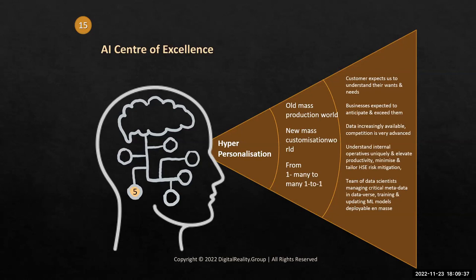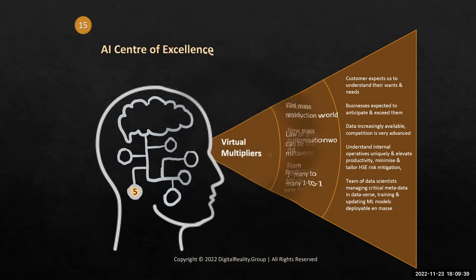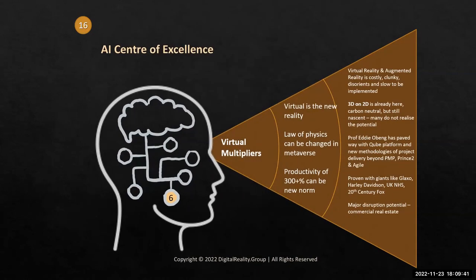Next, last but not least, virtual multipliers. This is really, really new. Even if you go to Ernst & Young, EY, or Deloitte, they may not be able to tell you much about this, because even Meta is struggling to create their own metaverse.